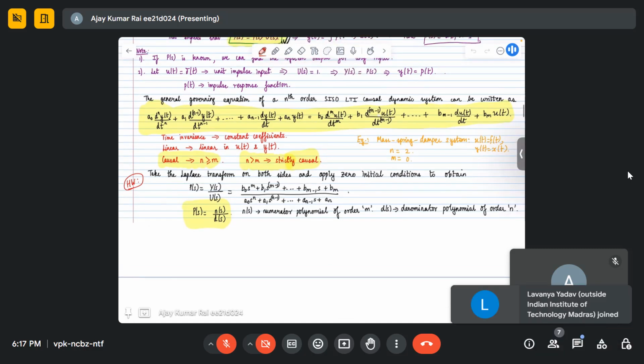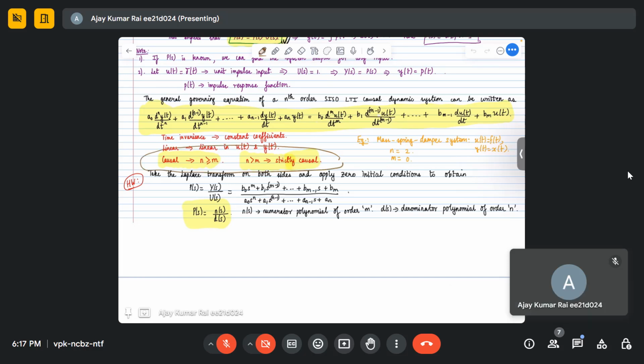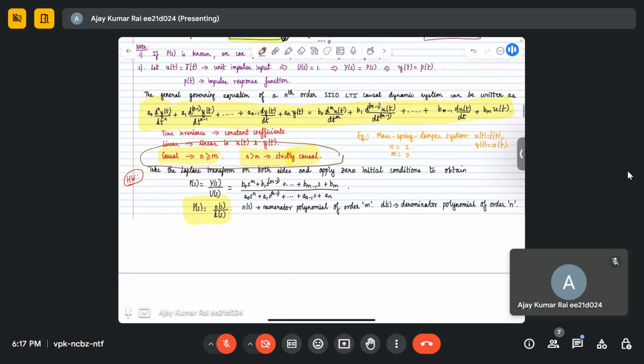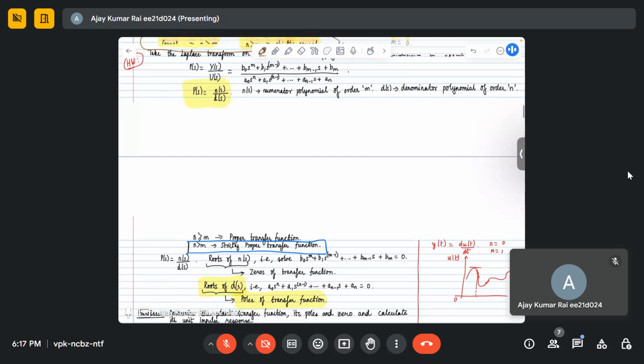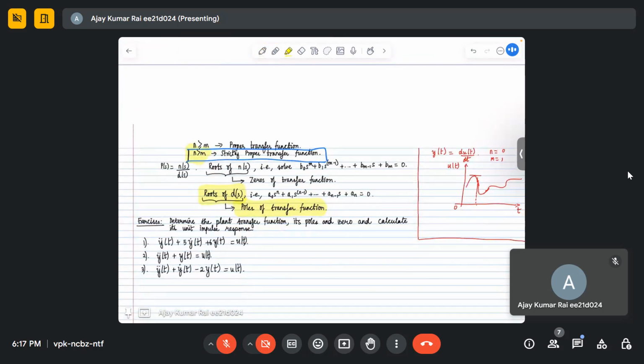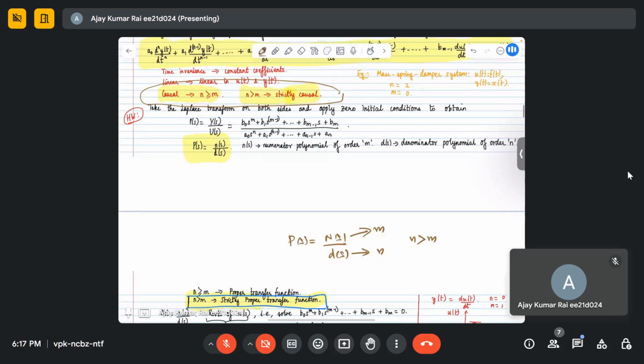You see here, just focus on this part. If n is greater than m, that is strictly causal. What is n? The order of the equation. That's clearly mentioned here also. If n is greater than m, then it is a strictly proper transfer function. So you have P(s) equal to numerator N(s) over D(s). The order of numerator is m, and the order of denominator is n. And if n is greater than m, that's a strictly proper transfer function, and that is strictly causal here.